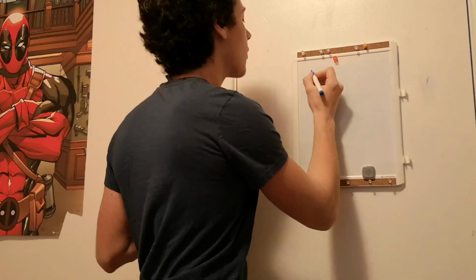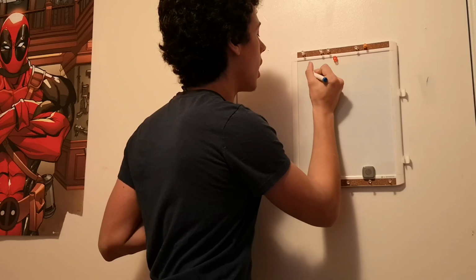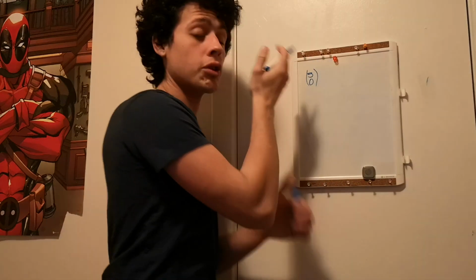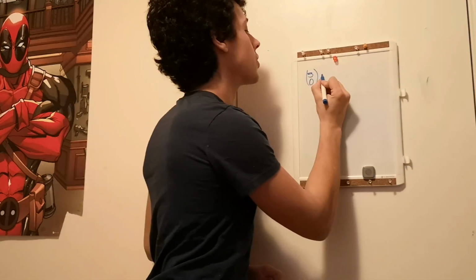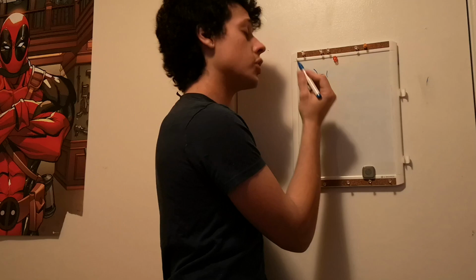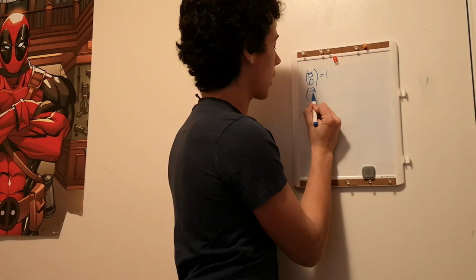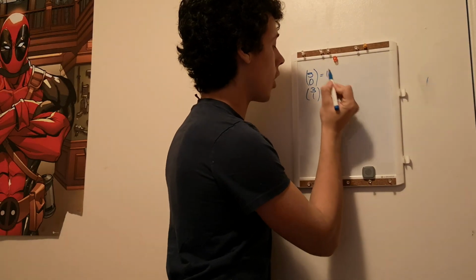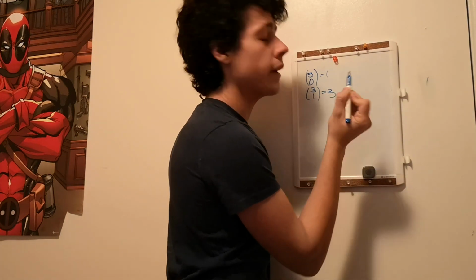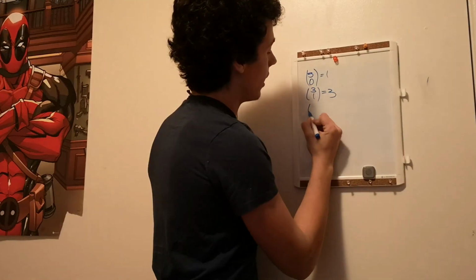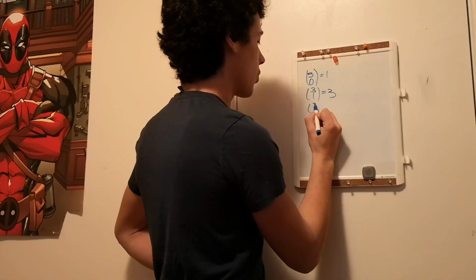What happens, how many different ways are there of choosing 0 things from 3 things? Well, there's 1 way. And how many different ways are there of choosing 1 thing from 3 things? Well, you could pick 3 things. So there are 3 different ways. Okay. And then we'll do 3 choose 2.